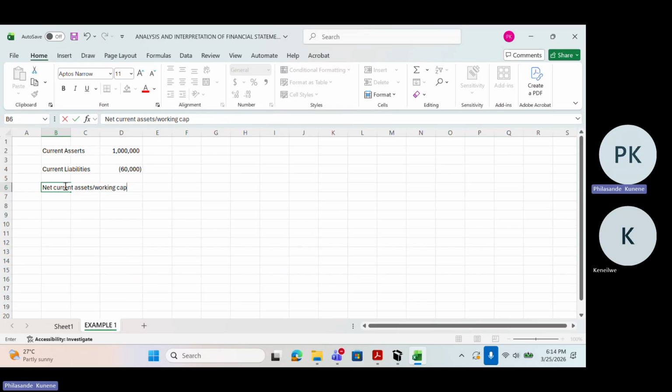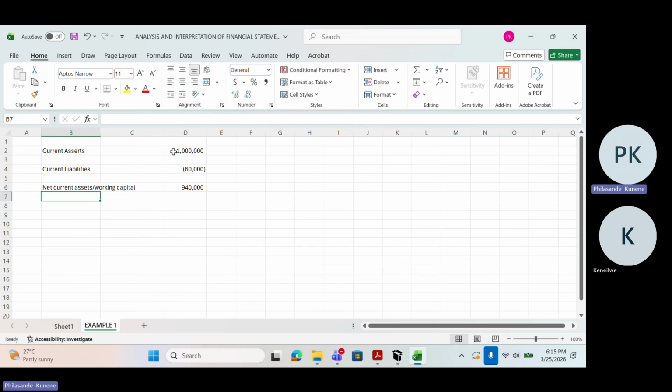Net working capital has to be positive all the time. If it is always positive, it indicates that the company is in a good liquidity position. I said here it's 100,000, so we're going to have a net of 40,000 rands. That means that we're in a good liquidity position.